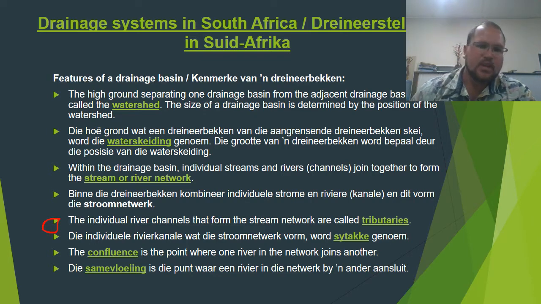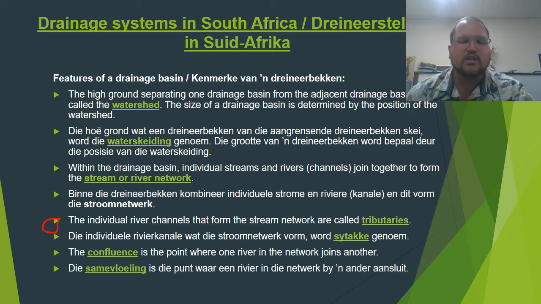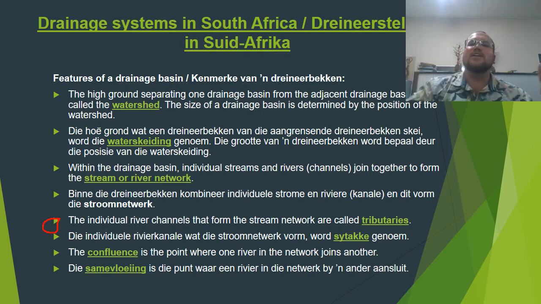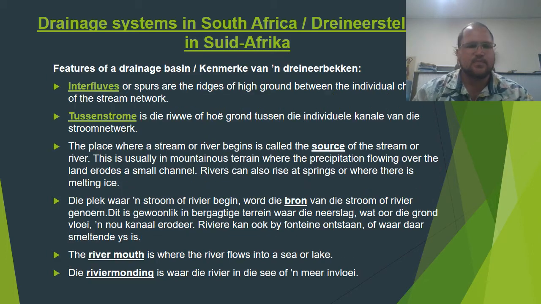Now, confluence, samevloeiing. Confluence meaning where all the streams flow together. Tributaries, sytake, meaning all the side channels of a river where the water flows into the main stream. They contribute to the main stream. That's why they're called tributaries.